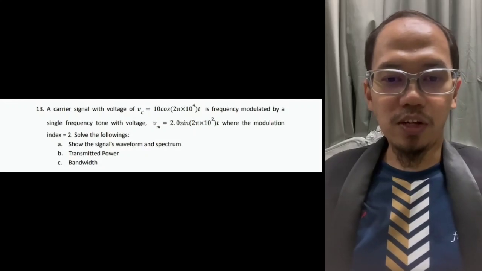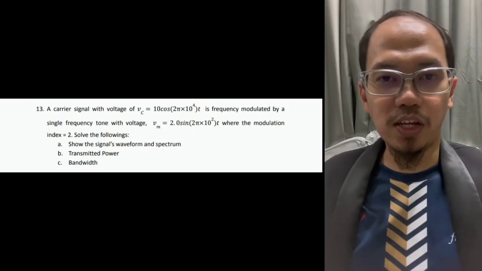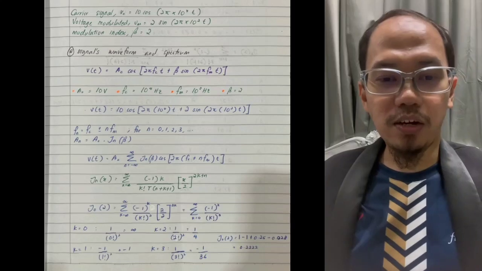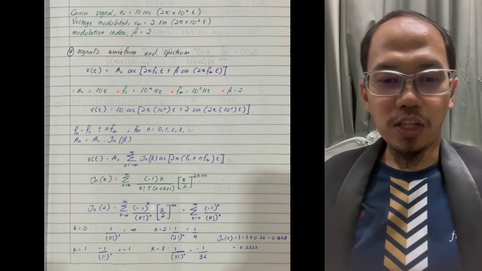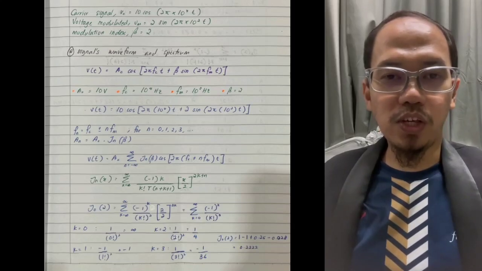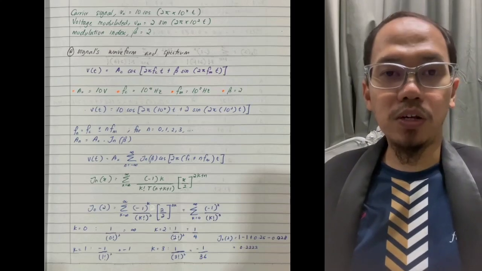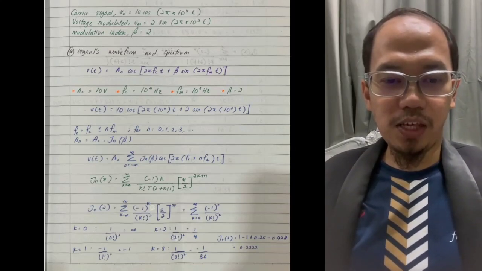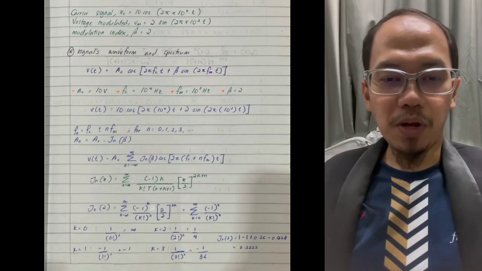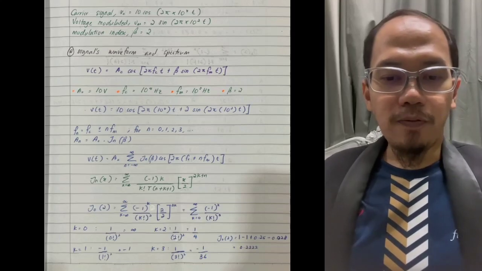In this video, I will explain the analysis of a frequency modulated signal in question 13. We start with a carrier signal Vc equal 10 cos 2 pi times 10 to the power of 4 t and a modulating signal Vm equal 2 sin 2 pi times 10 to the power of 2 t with a modulation index beta equal 2. The FM signal is v(t) equal Ac cos(2 pi fc t plus beta sin 2 pi fm t). Substituting the values, we get v(t) equal 10 cos(2 pi times 10 to the power of 4 t plus 2 sin 2 pi times 10 to the power of 2 t).